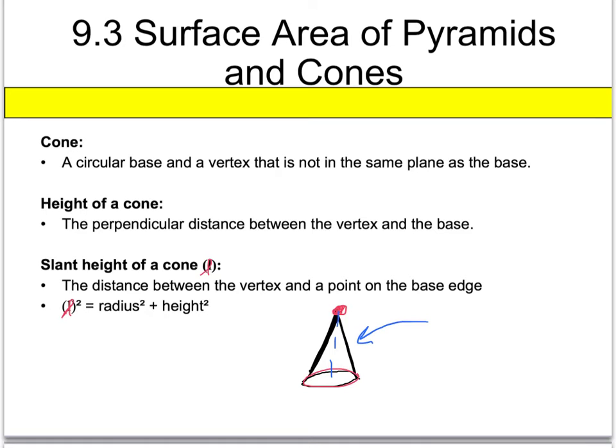If you look at the slant height formula, L squared is equal to radius squared plus height squared. You already know the Pythagorean theorem of a squared plus b squared equals c squared. This is essentially the same thing. You have this triangle with a perpendicular angle at the bottom, and you can figure it out using the Pythagorean theorem. Alright, moving on.